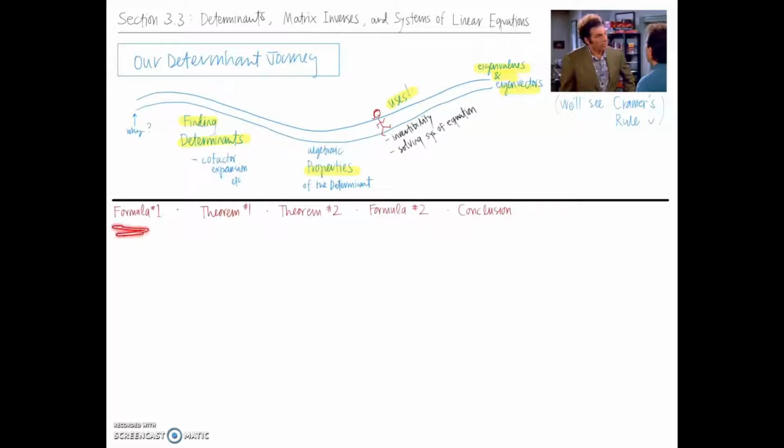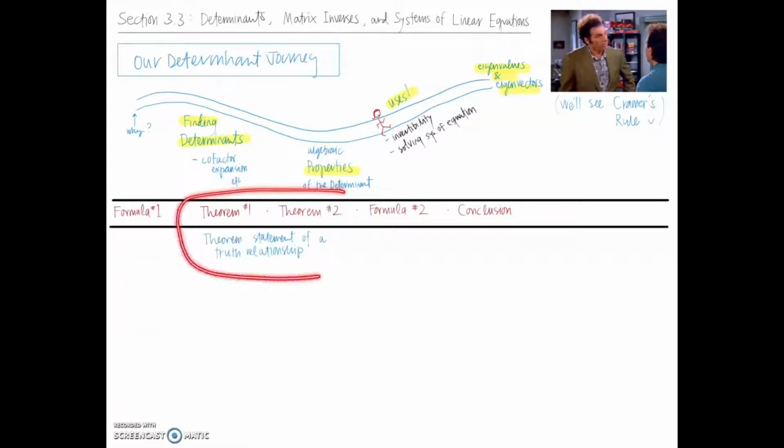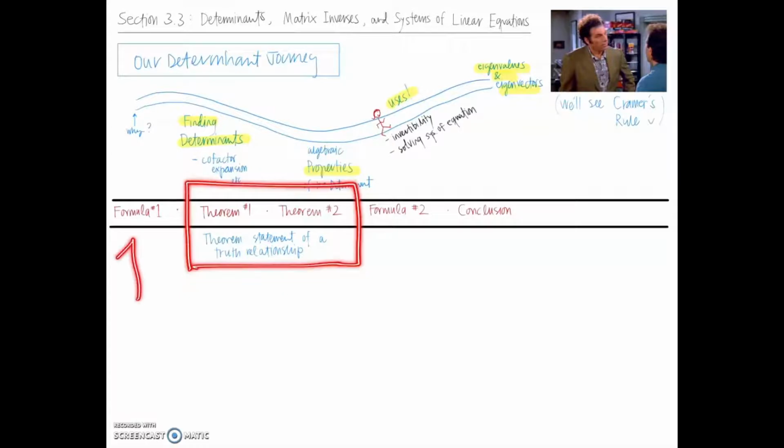Okay, what's the difference between a formula and a theorem? A theorem is a statement of a true relationship. And a formula is how you're going to find something. So these theorems are statements of true relationships, and this is what drives mathematics. This is how we discover certain things are true. This is the more abstract side of mathematics. And then we use the theorems to create these formulas, these equations, where we're able to actually find things that we want to find.